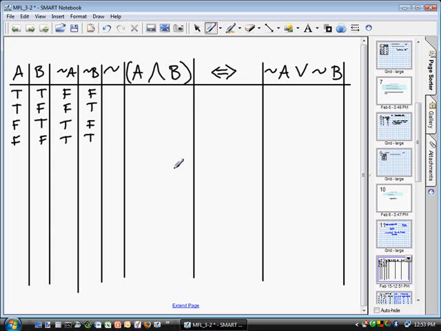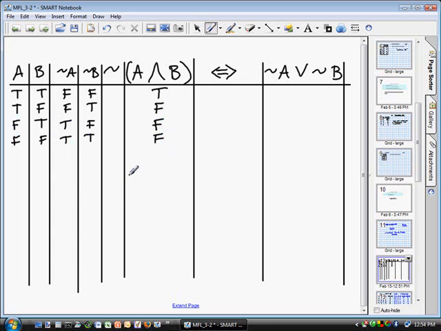Okay. Now, we're going to leave this column blank for a moment. We're going to come over here. I want to do A and B. Okay, that's one of the new rules we learned today. What's the rule for A and B? Only true when both are true. Okay, in the first row, are they both true? A and B? Yes. Are they both true in the second row? TF. Nope. Are they both true in the third row? Nope. Are they both true in the fourth row? Nope.